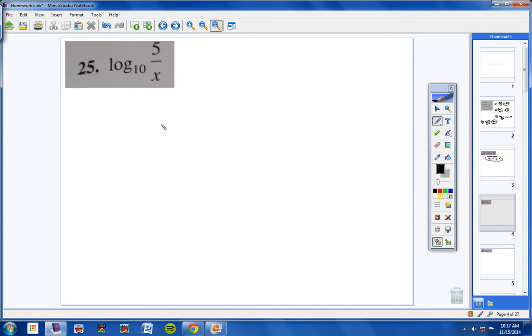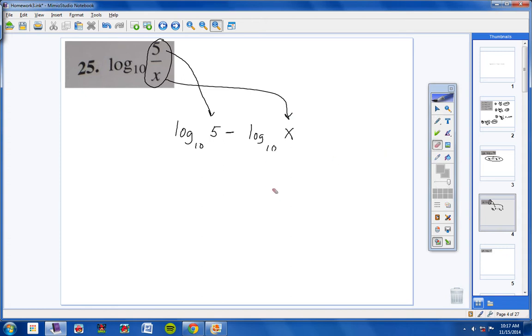Number 25. Okay, we have an argument here that's being divided. So we're going to put log base 10, log base 10, because the base is 10 here, and then we're going to subtract these two. So here we go, the log of 5 minus the log of x. The top always comes first, the bottom comes second, and you do not need the base 10 if you don't want those. You're welcome to put them, but you don't have to. Okay, moving on to number 27.